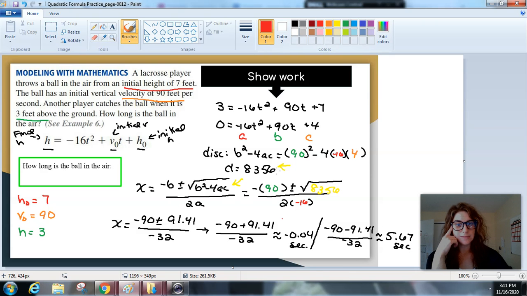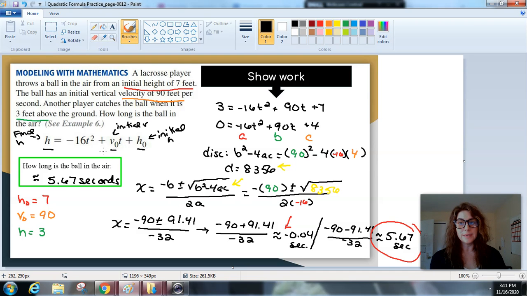So when you look at these, you can't have a negative second. That doesn't make sense. So our answer is going to be, it was in the air for about 5.67 seconds. If they wanted it to the nearest whole second, you would say about 6 seconds. But here we are going to give decimals because they didn't specify how we would round it. So that's your first question.